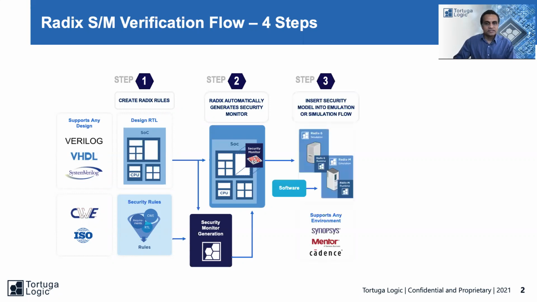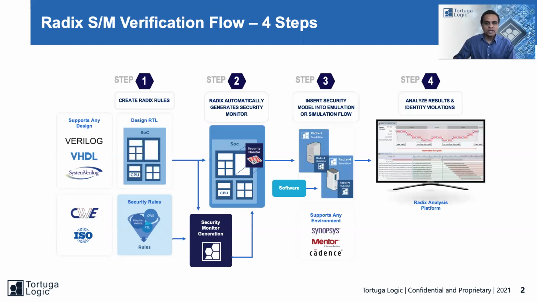In step 3, this security monitor is bound to the design and run in the existing verification environment with functional regression tests. The original design or simulation environment is not modified. In step 4, if during the simulation or emulation, the security monitor detects a Radix security rule violation, an error is flagged and debugged using Radix's security debug analysis tools. Radix supports simulation tools and the emulation platforms from Synopsys, Mentor, and Cadence.